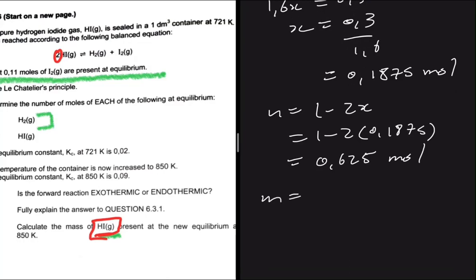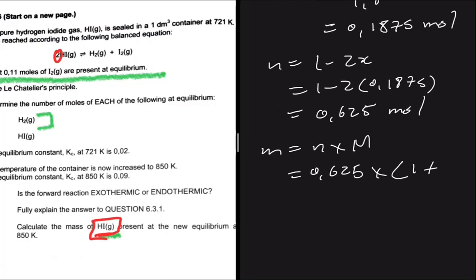Lastly, the mass will be equal to the number of moles multiplied by the molar mass. The number of moles is 0.625. I know that the molar mass of hydrogen is what? What's the molar mass of hydrogen again? I know that it is 1, right? How can we forget that? Now we just need the molar mass of I. That is 127, right? And then if I multiply those two, I'm getting 80 grams.